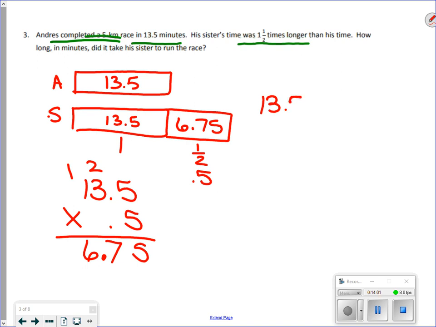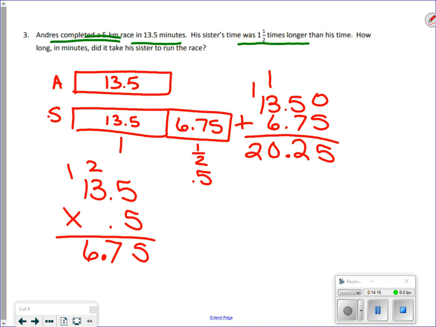13 and 5/10 plus 6 and 75/100 is 20 and 25/100. It's hard when you read it, but then when I show it to you, you go, oh my gosh.